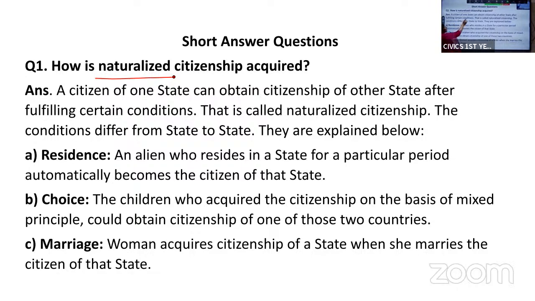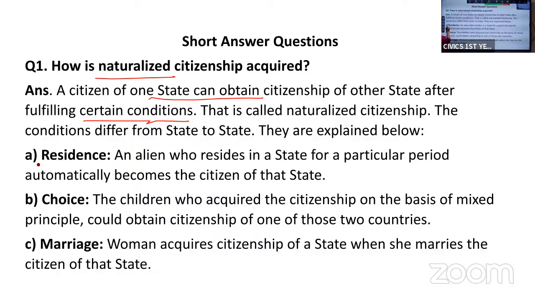So a citizen of one state can obtain citizenship of another state after fulfilling certain conditions. So you have to fulfill certain conditions to become the member or citizen of some other state. For example, I'm born in India. I'm a citizen of India. If I want to become a member of UK, USA or some other state, I have to fulfill certain conditions. So what are the methods? How can I become the member of another country?